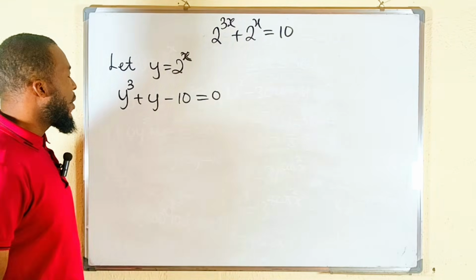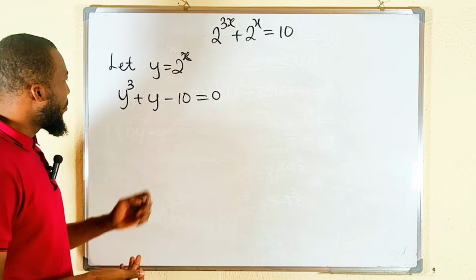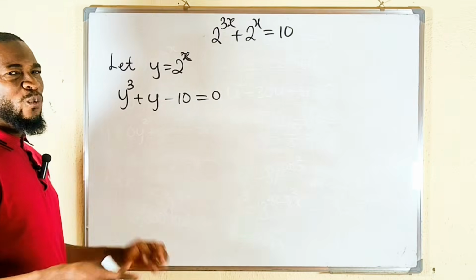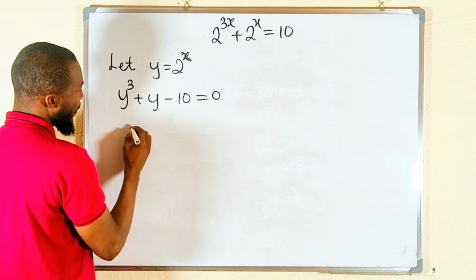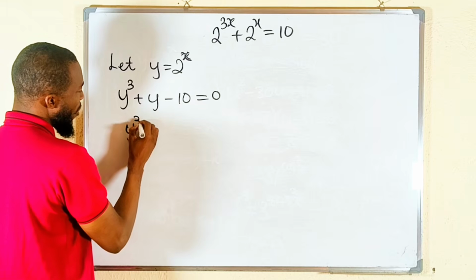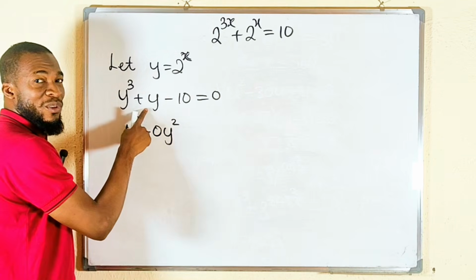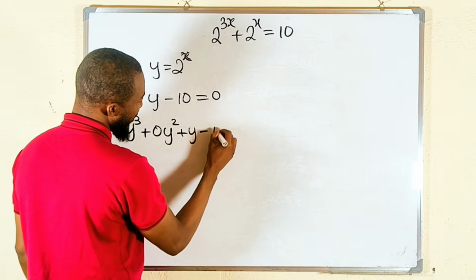I would like to factorize this by grouping. But y squared is missing, right? We have different ways to do that, but let me show you what I will do here. This is y to the third power plus 0y squared. Remember, y squared is missing here. My y is still there. My minus 10 is there.